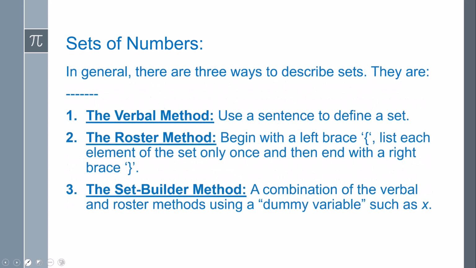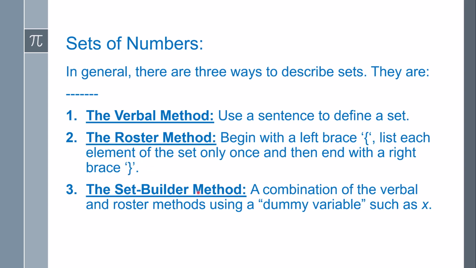So there are 3 ways for us to describe sets. The verbal method: we use a sentence to define the set. The roster method: we begin with a left brace, so we call this symbol here a brace, and then we list each element of that set only once and end it with a right brace like this, so we don't need to repeat ourselves.